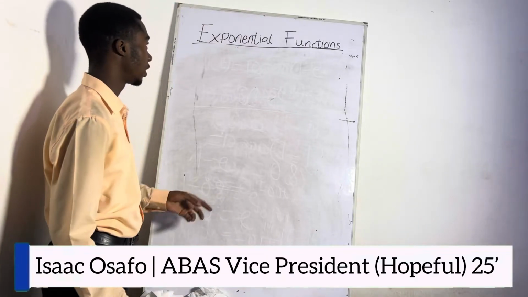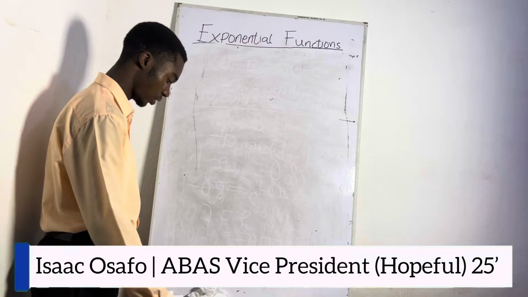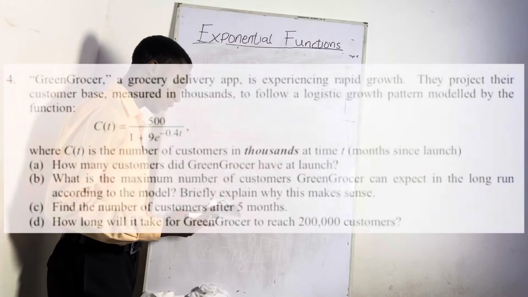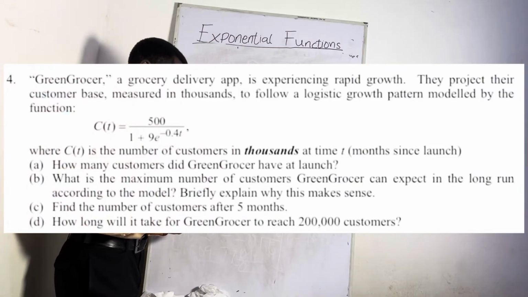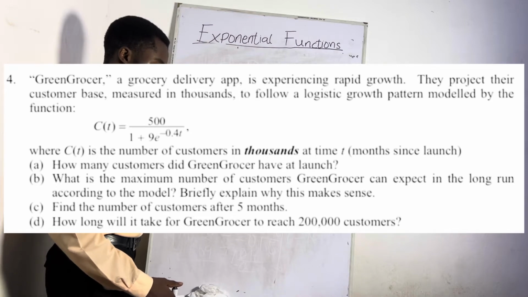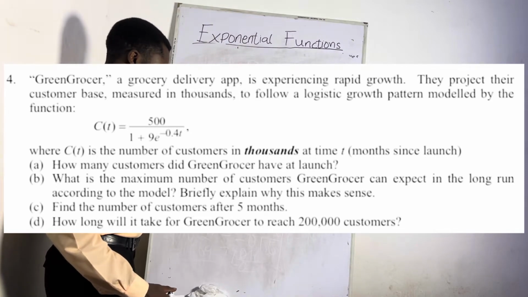Today we are going to be continuing with our examples on exponential functions. So we have this question. Let me read it. It says, Green Grocer, a grocery delivery app, is experiencing rapid growth. They project their customer base, measured in thousands, to follow a logistic growth pattern modeled by the function C(t) = 500 over 1 plus 9e^(-0.4t), where C(t) is the number of customers in thousands at time t months since launch.